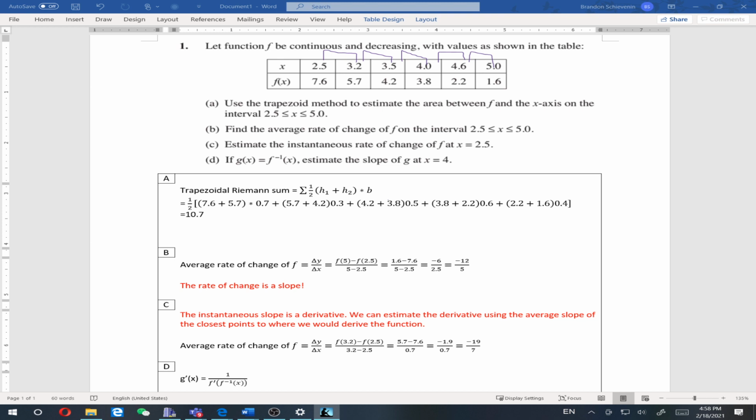Not sure. Okay, Kyle, any ideas? Estimate the slope. Do we find the average again? Between 4 and the neighbor numbers. We're pretty close, so let me do this maybe.